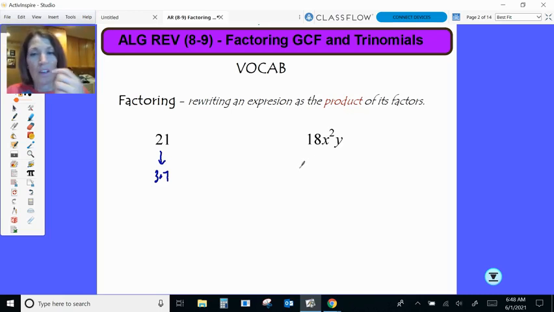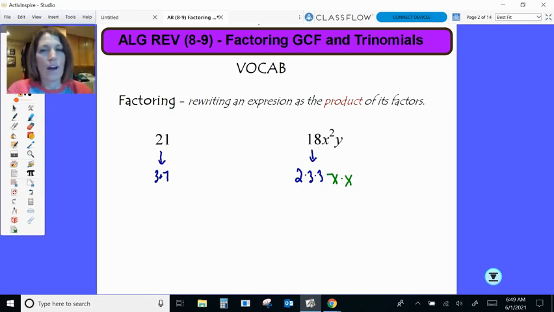In this next one, we factor the number part: 18 becomes 2 times 9, and 9 would be 3 times 3, so 2 times 3 times 3. Then x squared would be x times x, and y would of course just be y. And so this would be all factored out. Those are supposed to be little dots there. Sorry about that. So that would be a factored expression.